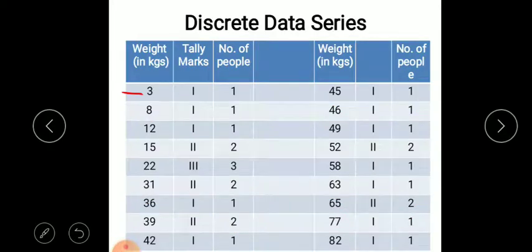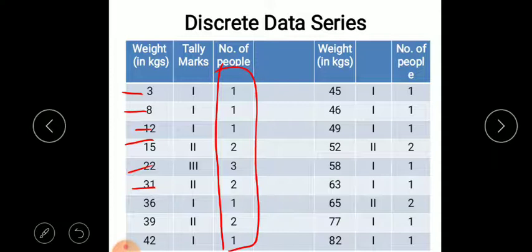This way I note down the individual values: 3, 8, 12, 15, 22, 31, and how many times each has come. 3 has come one time, 8 has come one time, 12 has come one time, 15 has come two times, 22 has come three times, 30 has come two times, 36 has come one time, 39 has come two times, and so on.